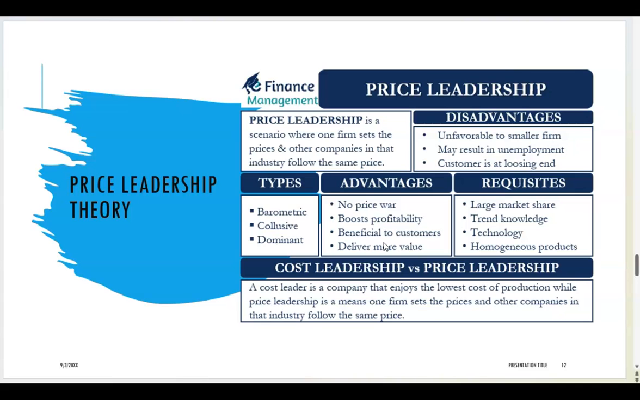A company has large market share, has trendy knowledge, is technologically advanced, or the product is homogeneous. Those prerequisites can lead to the ability to price lead. A cost leader is a company that enjoys the lowest cost of production, while a price leader means one firm sets the price and the other companies in that industry follow the same price.